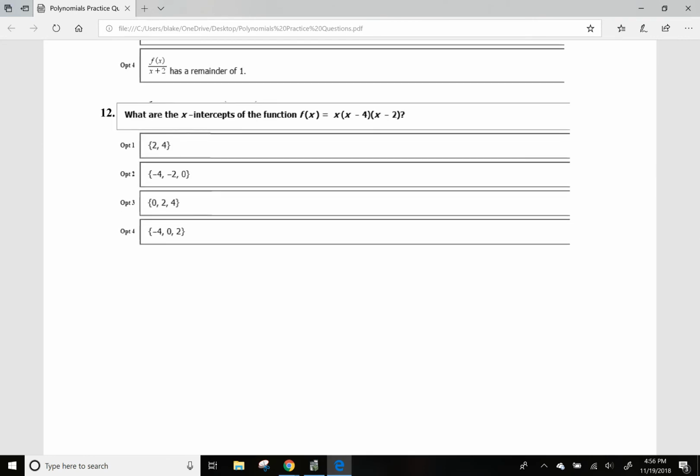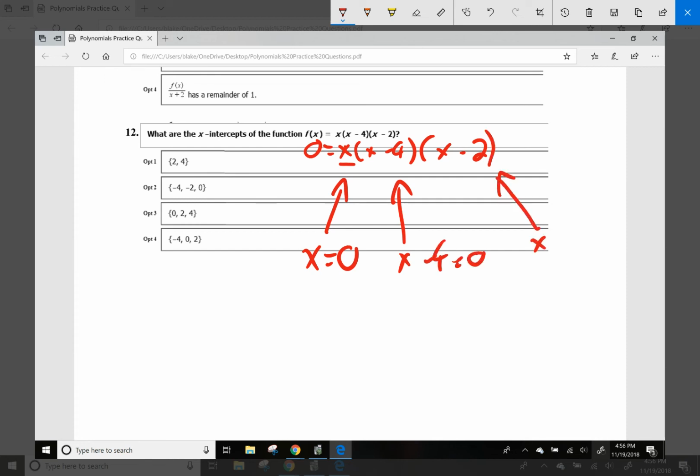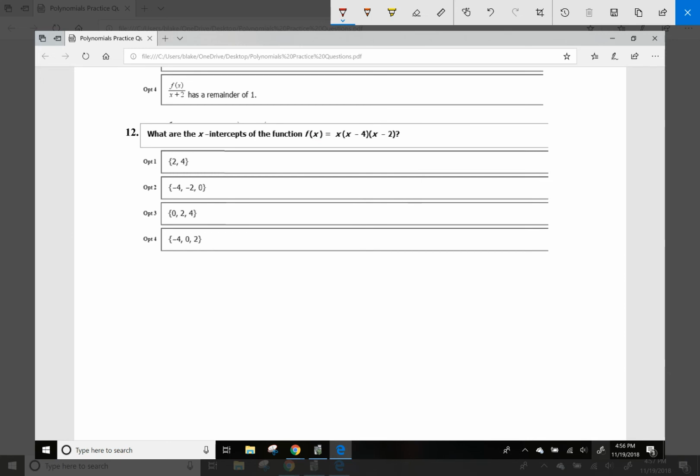Number 12, what are the x-intercepts of the function? So basically, number 12 is just saying, hey, it's already factored. What makes all of these equal to 0? So you don't have to overthink it. You've got 3 groups. You have x, you just set that x equal to 0. You've got x minus 4, you set that equal to 0. And you've got x minus 2, and you set that equal to 0. And you solve each of them, and you get your x values. So you'll have 3 numbers there for your answer. We've talked about that one before.